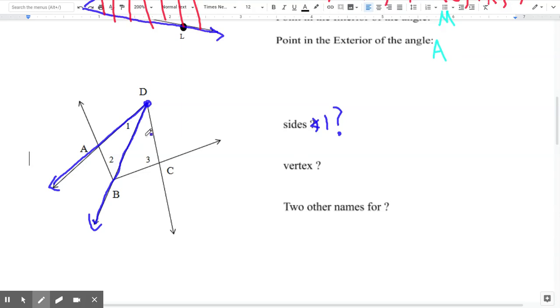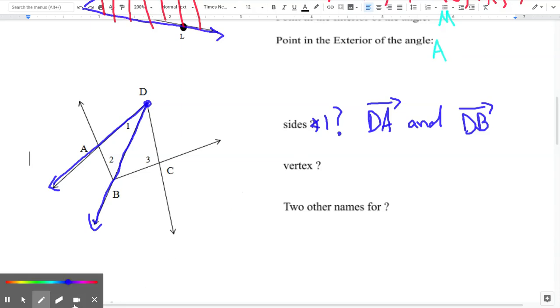And the two sides would be the rays that start at point D. So we have ray DA and ray DB. Just remember that rays are what make up the sides of our angles.